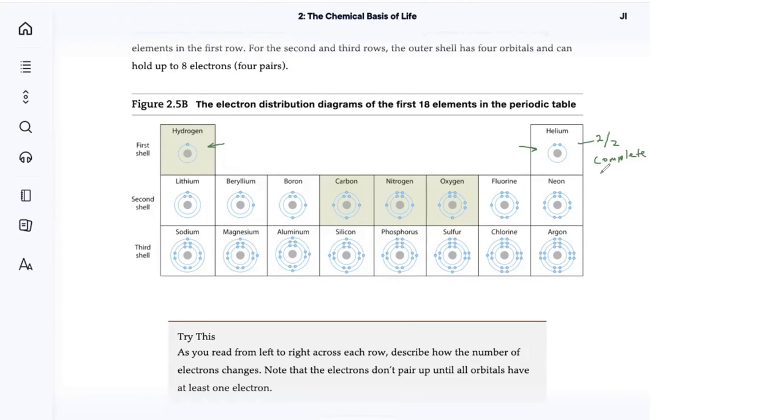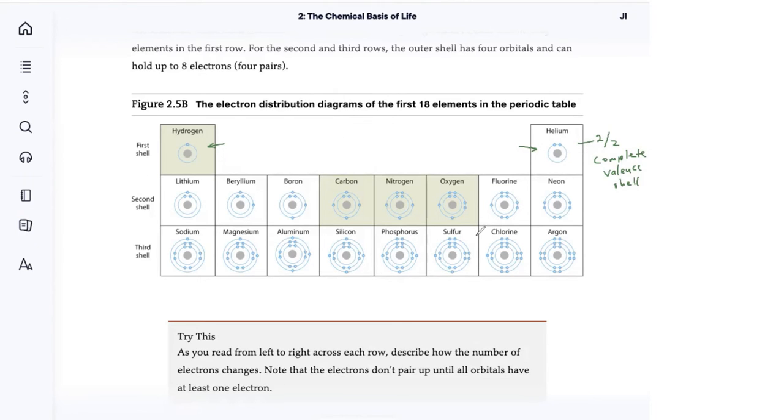Complete outermost shell. The outermost orbital is called the valence shell. And so if you have a complete valence shell, this gives you a particular level of stability. So helium, you would say, is a very stable element. It has no tendency to form covalent bonds because it doesn't need to. It's got a complete outermost electron orbital.